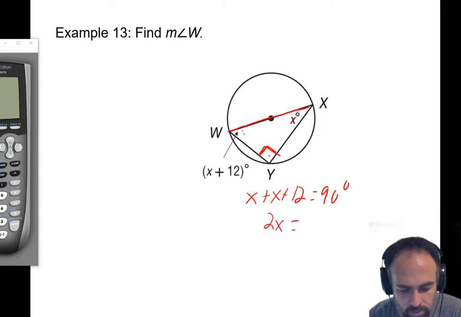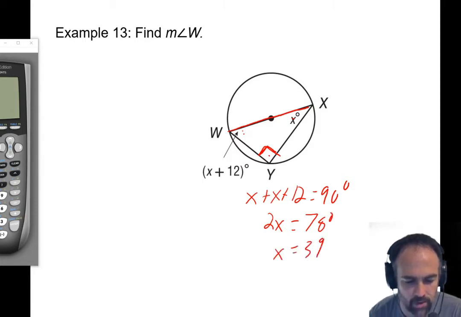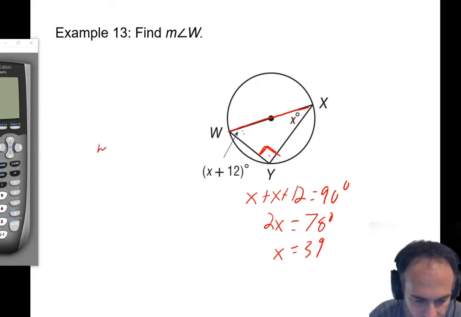So x plus x plus 12 equals 90 degrees. So 2x equals, subtract 12, gives me 78 degrees. Then divided by 2 gives me x equals 39. Therefore the measure of angle W equals 39 plus 12, which is going to be 51 degrees.